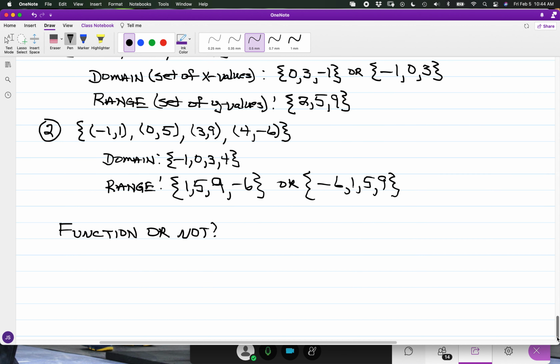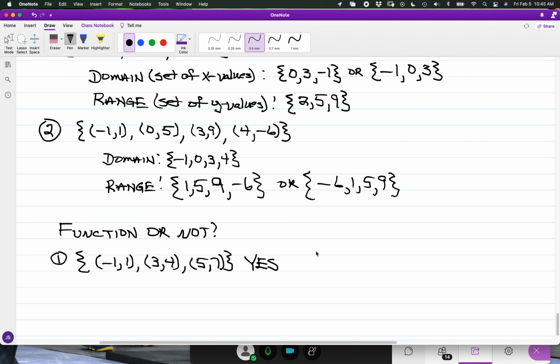And we'll say in the first case, say you have -1, 1, and we have 3, 4, and we have 5, 7. Again, for a function, each x value must be paired up with only one corresponding y value. So we have -1 paired up only with 1. So far, so good. 3 paired up only with 4. And we have 5 paired up only with 7. So this is going to be a function.